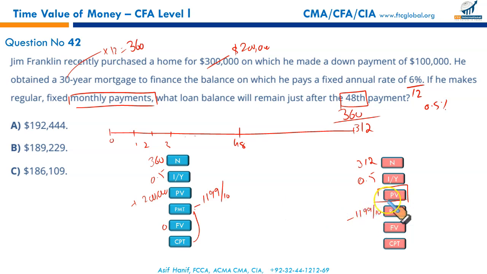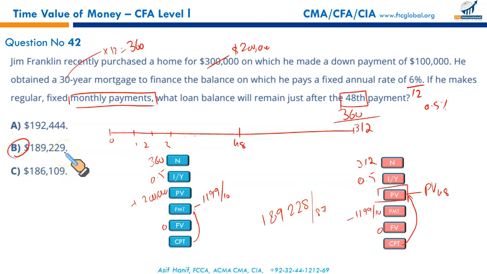Future value is 0. Now for these payments, if this is the periodic payment and this is the interest rate, you will get the PV at the end of the 48th period. This will calculate the PV at the end of the 48th period, and this will represent the principal of the loan. If you enter all these in your TVM and press CPT PV, you will get 189,228.87, which if rounded off gives you B as the correct option.